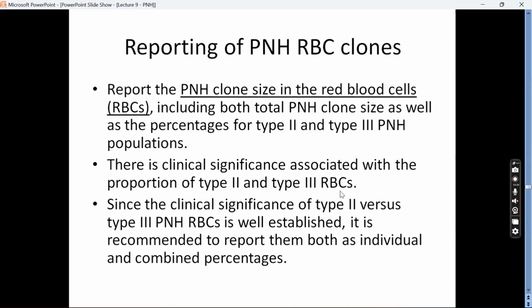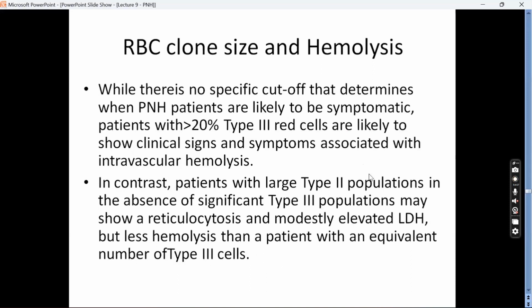Since the clinical significance of type 2 versus type 3 PNH RBCs is well established, you need to report the total clone, which is the sum of type 2 and type 3 PNH RBCs, and you also need to report type 3 RBCs separately, which is complete loss of PNH proteins, CD55 and CD59, and you also need to report type 2, where there is partial expression of CD55 and CD59. Okay, this is why it is said so, because there is no specific cutoff that determines when a PNH patient is likely to show symptoms, but it has been published that when type 3 cells are greater than 20%, they likely show clinical signs and symptoms associated with intravascular hemolysis.